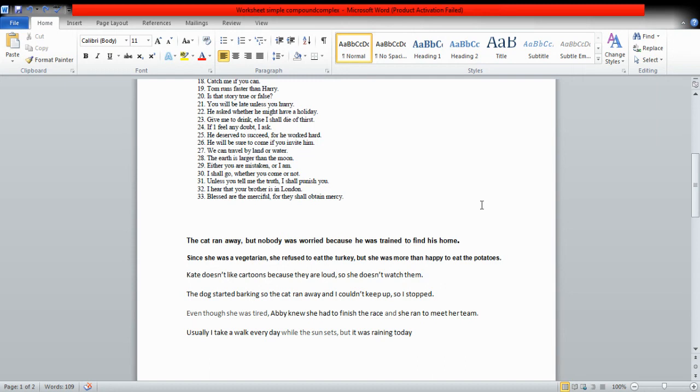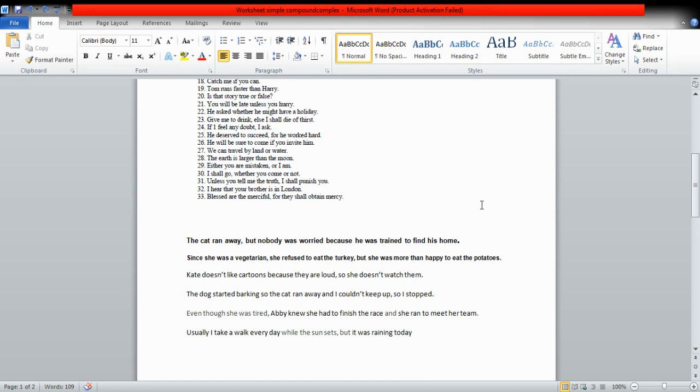So the best way to identify compound complex sentences is that you must have a lead pencil in your hand and underline all the clauses, and then you name the clauses, how many are independent and how many are subordinate clauses. In this way, you can easily identify whether they are compound complex sentences or not.